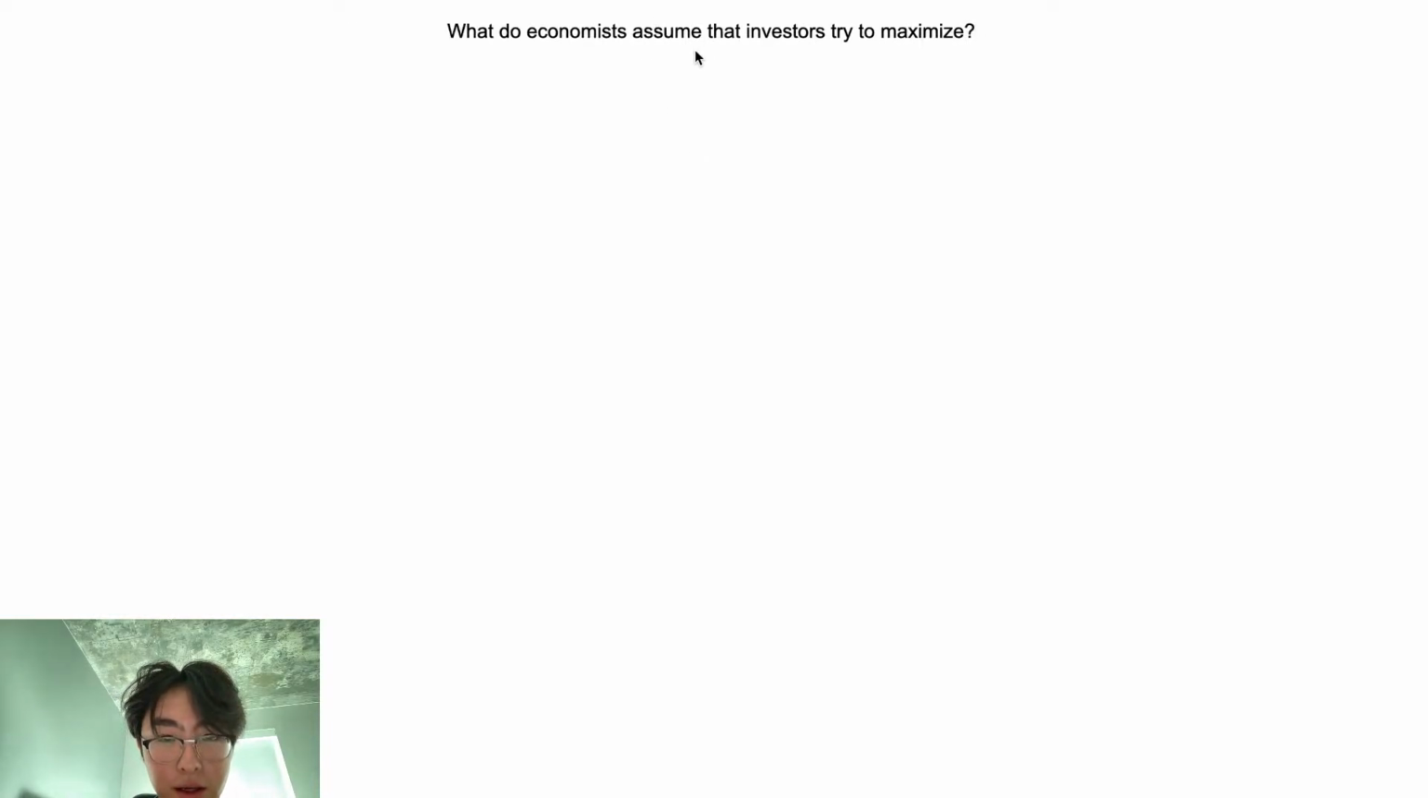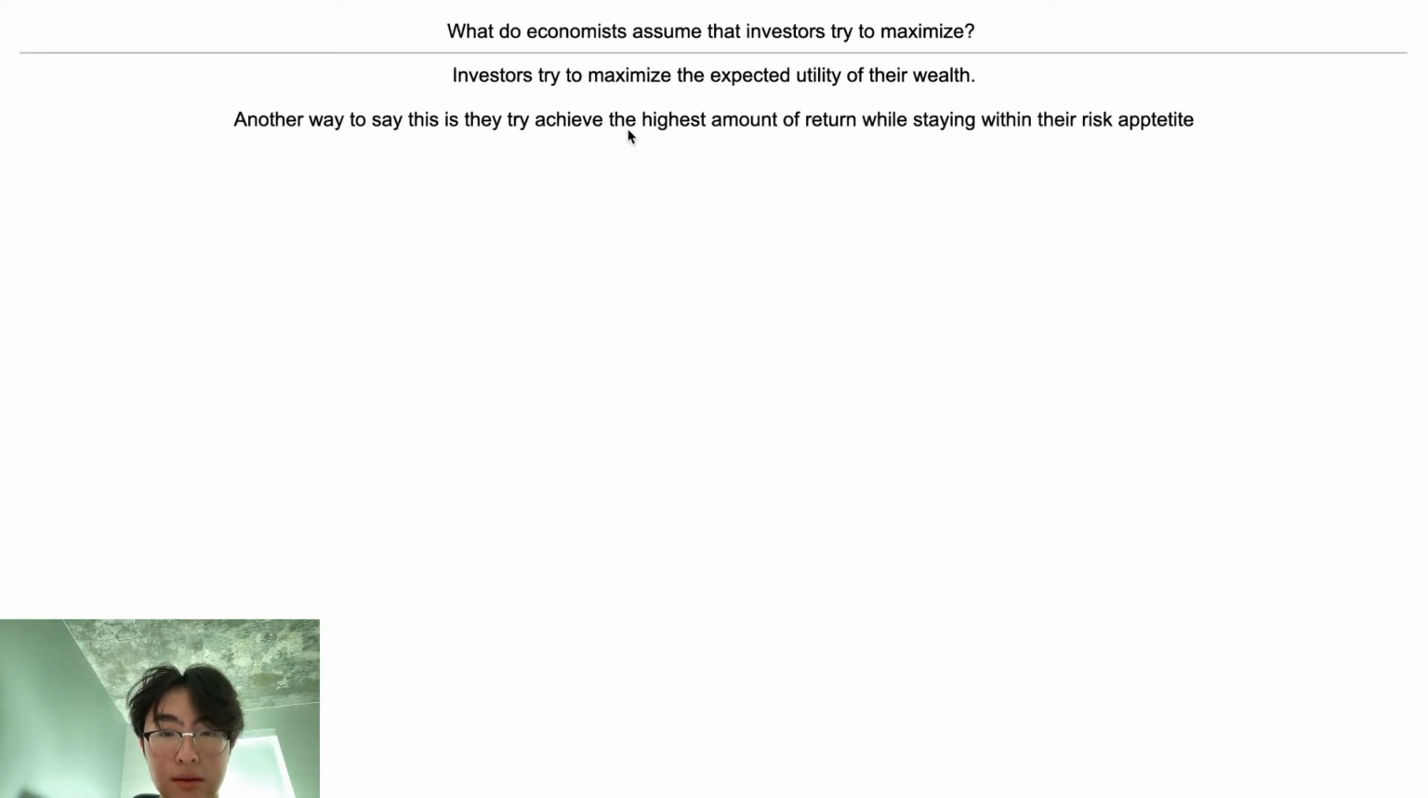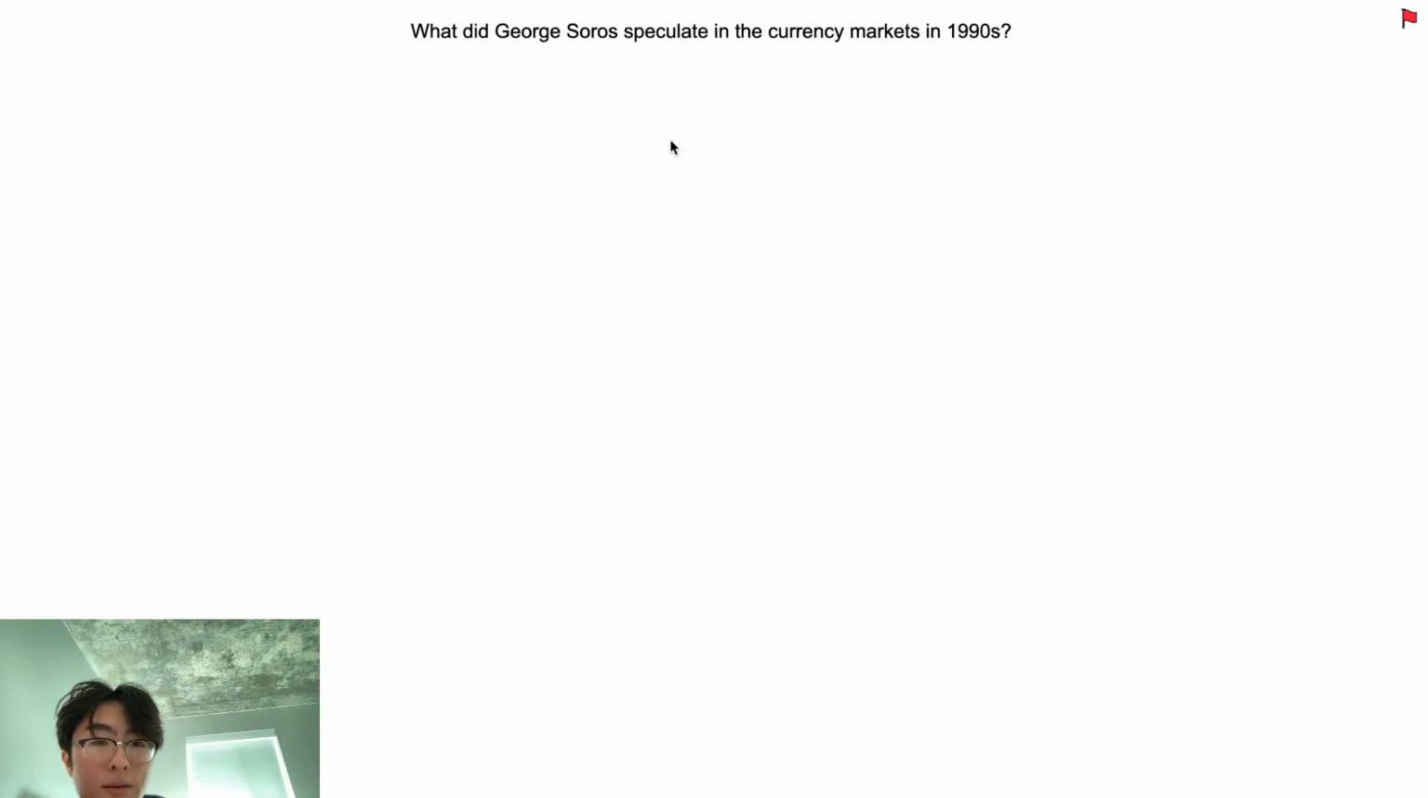Economists assume that investors try to maximize the expected utility of an investment, which is the idea that investors are risk averse, so that the utility function should be concave and monotonically increasing. Try to achieve the highest amount of return while staying within their risk appetite.